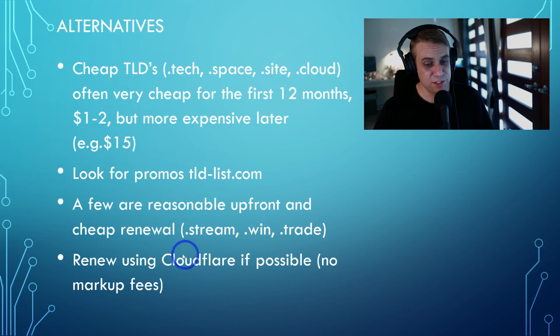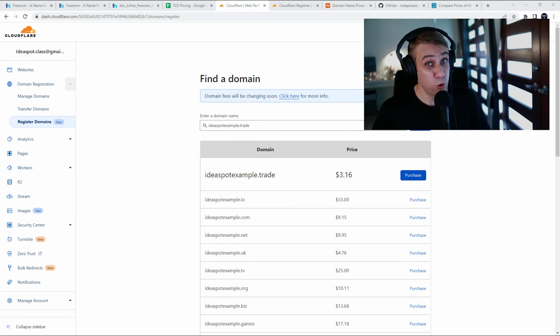And my final tip is to use Cloudflare for renewals if possible, because Cloudflare don't have any markup fee. I'll show you what I mean. If you're already using Cloudflare for your content delivery network or your firewall, like I usually do, you can actually go into your account and go to register domains. You can check out something like idspotexample.trade. It's only $3 or so for a year renewal. So quite a good deal on those.